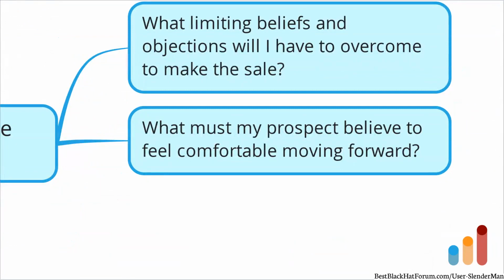What must my prospect believe to feel comfortable moving forward? They have a certain set of beliefs that they come to your sales message with, but they're not going to move forward with a level of comfort, conviction, confidence, unless you move them into a new set of beliefs, that you help them establish the base of beliefs such that moving forward with your product or service is their best course of action. So what must they believe to feel comfortable moving forward?